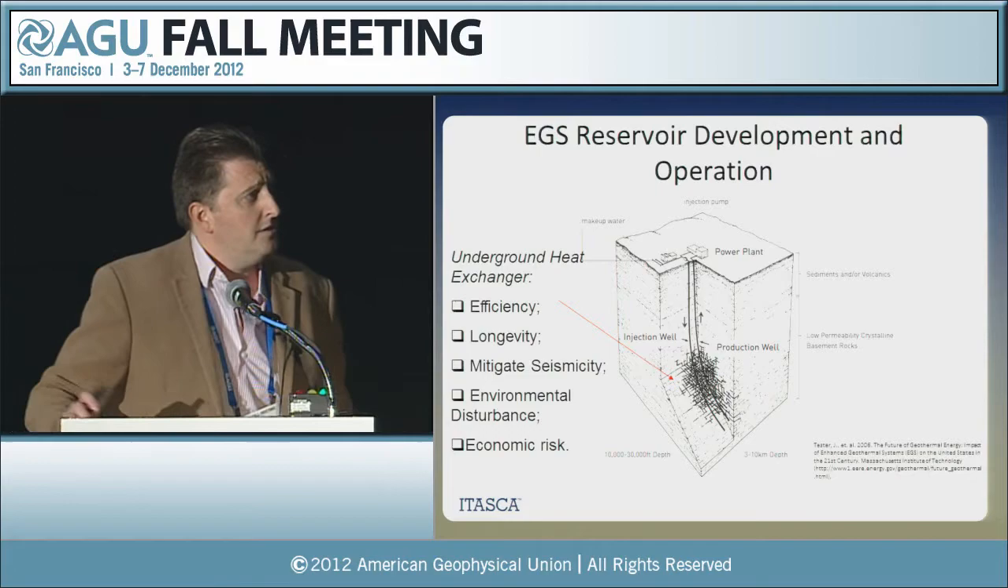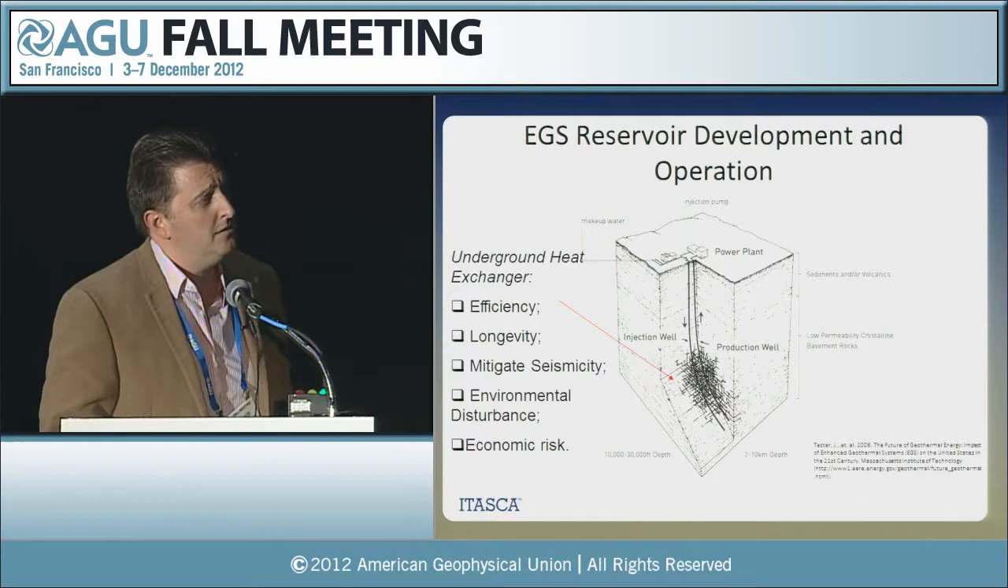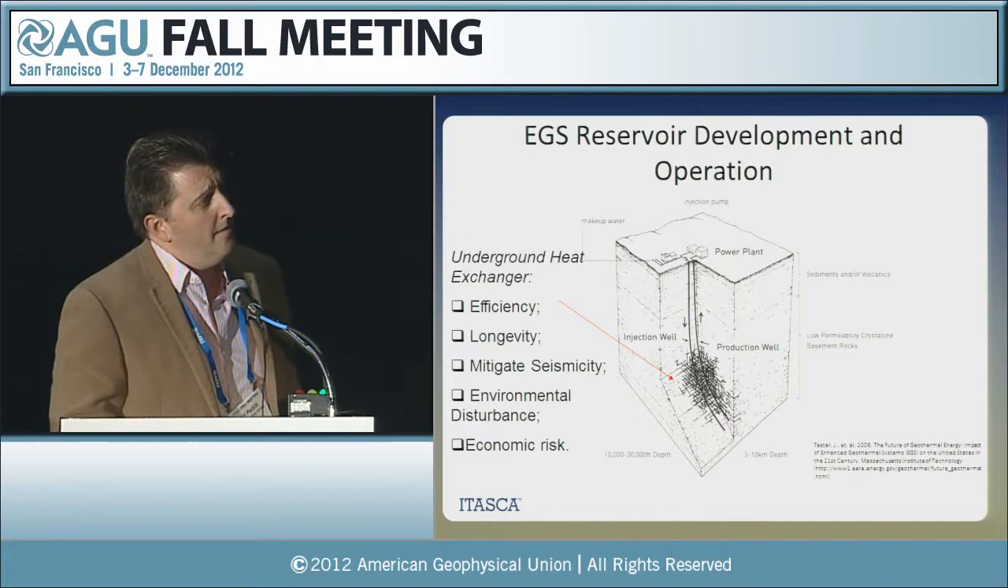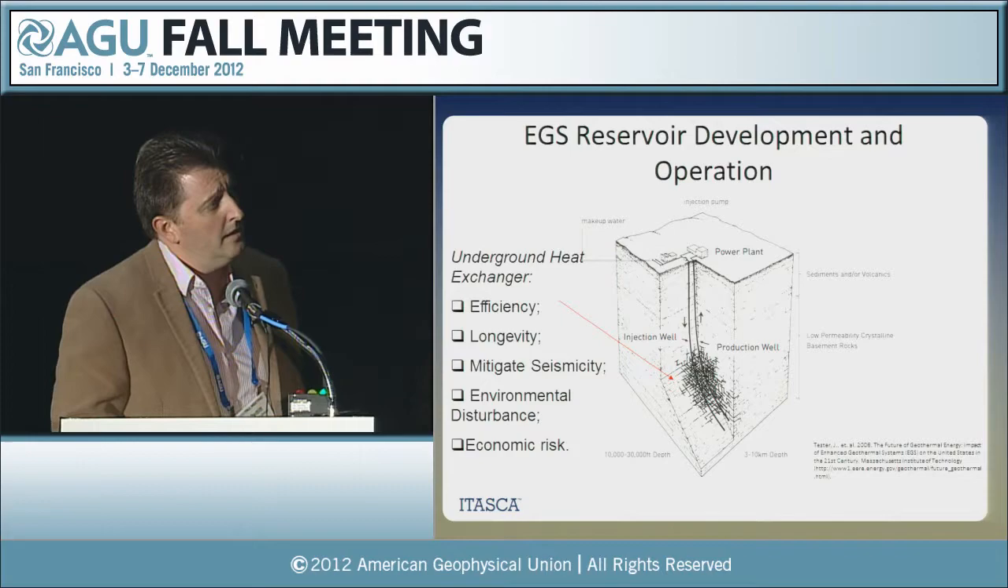So this is a typical conceptual view of an EGS from Jeff Tester's MIT report, back in 2006. This is a doublet, so we've got two wells. We've got an injection well and a production well.